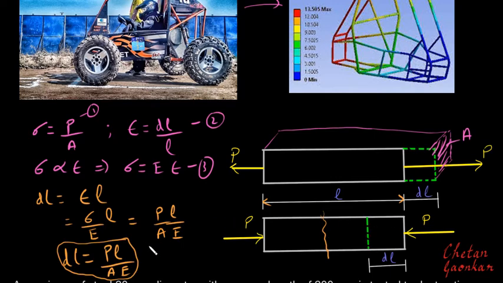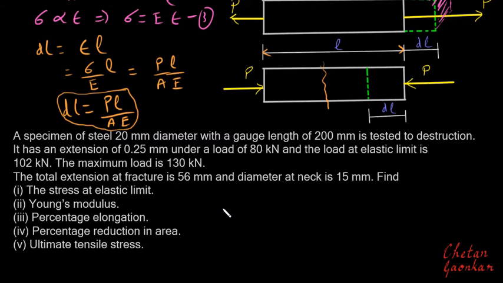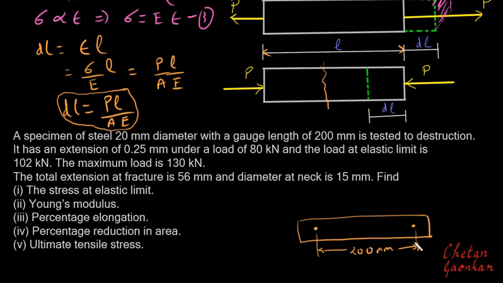Now with the knowledge of this and the previous concepts which we had done in our previous videos, we will try to solve this problem. This is a very simple, very easy problem, but let us see how to solve it. We have a specimen of steel of 20 mm diameter with a gauge length of 200 mm. Let us call the length from this point to this point the gauge length. This gauge length is given as 200 mm, and the diameter of this specimen is 20 mm.